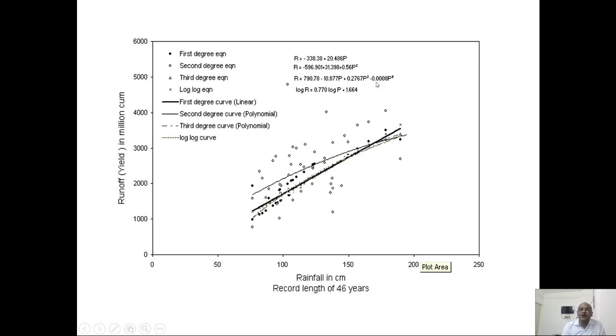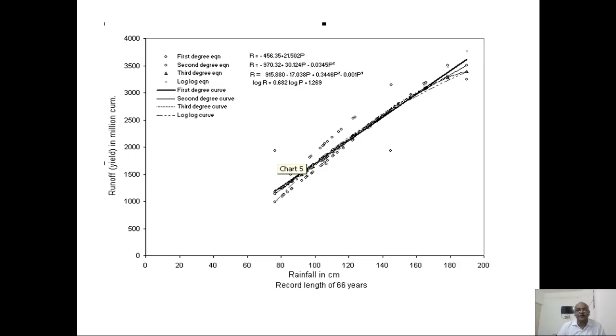As soon as, let us say, this coefficient 0.008 P cube, for the fourth order equation this gets reduced, then for the fifth order it gets reduced again. So it will lead to 0, 0, 0. So it is not desirable to go for the fourth degree or fifth degree order. It is always better to have up to the third degree equation, because later on the series gets converged. The same procedure we adopted here for 66 years.